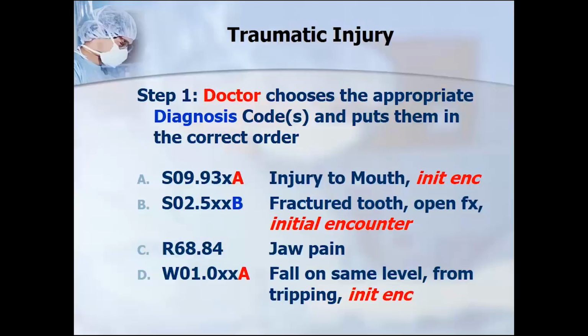Then we indicate jaw pain, and then we indicate the narrative code for the fall. Notice all of the initial encounters have either A or B as the last character. Most of the time it's an A. The only time it's a B is if it's a fractured tooth where there is an open fracture.